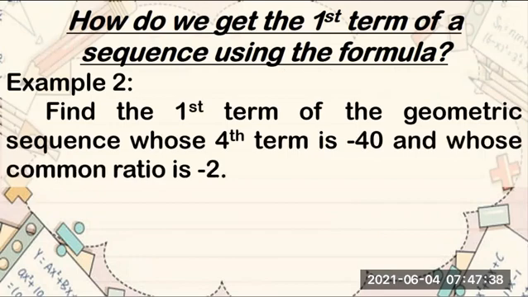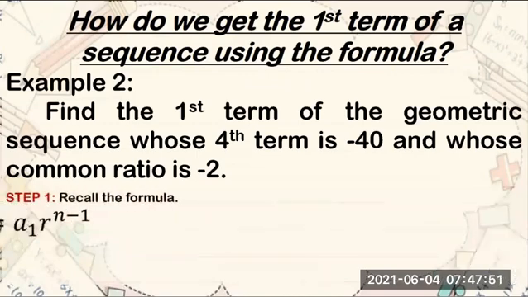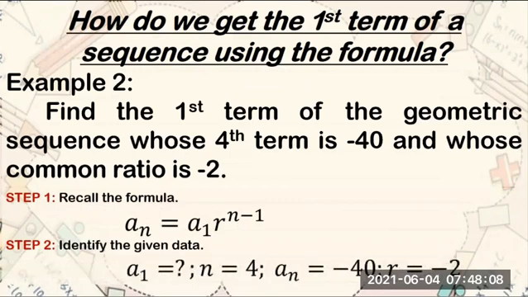So again, we will only follow the steps that we have been using since arithmetic sequence. For step number 1, we are going to recall the formula, and that is a sub n is equal to a sub 1 times r raised to n minus 1. Step number 2, we are going to identify what is given in our problem. So again, ang hinahanap natin is the first term. That is why a sub 1 will be the unknown.